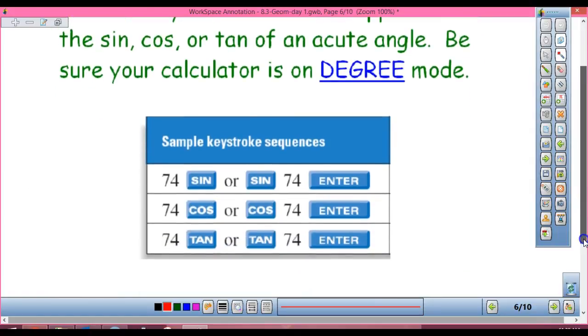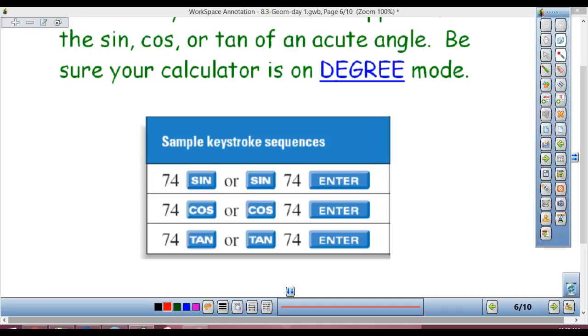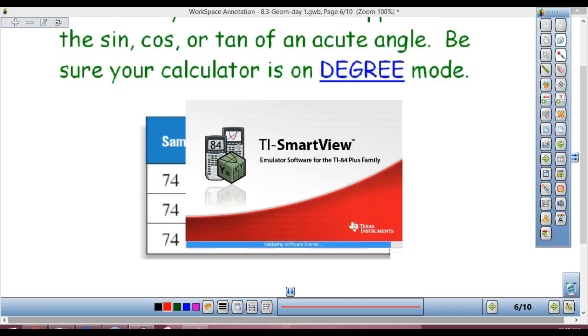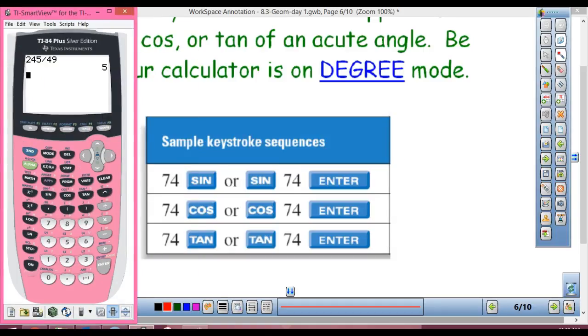Alright, so let's talk calculators. First thing you need to do when you are doing calculator stuff is you need to make sure you are in degree mode. Alright, so graphing calculator, you've got to hit mode. Right now I'm in radians, I've got to go down there, go over and hit enter to turn my degree on.